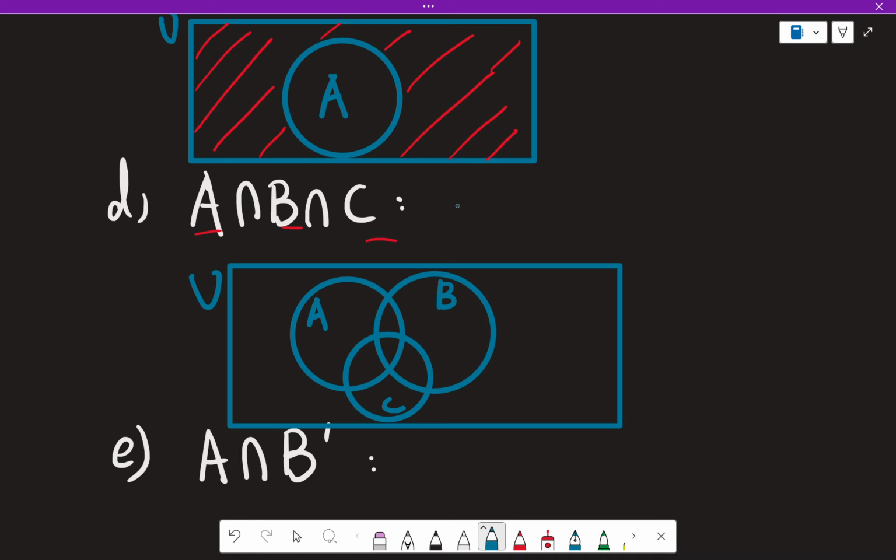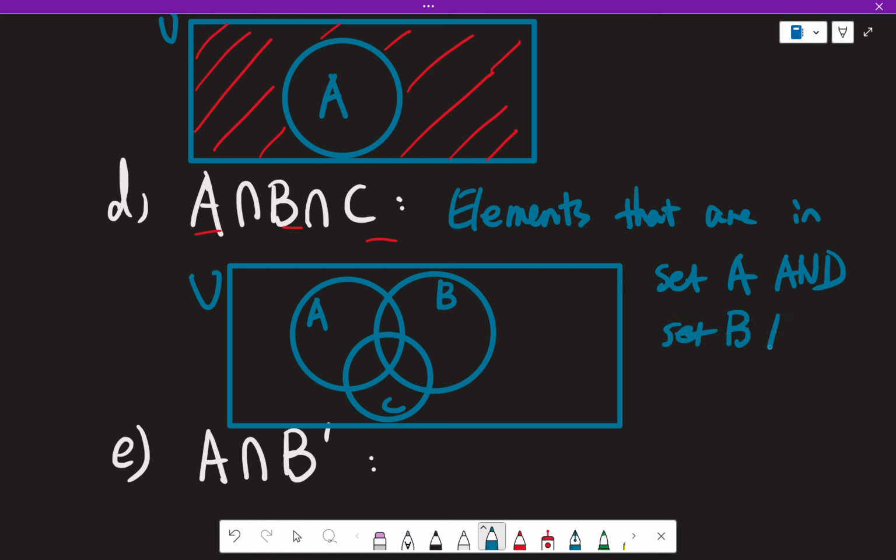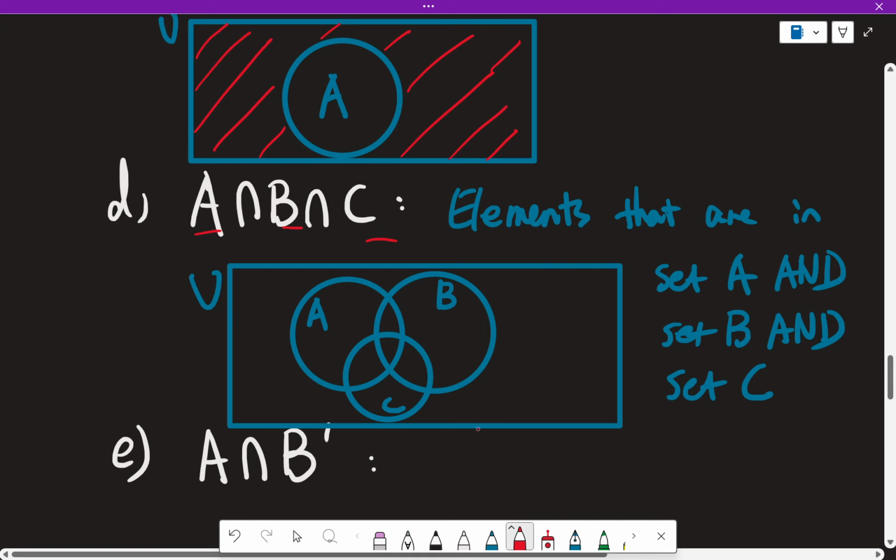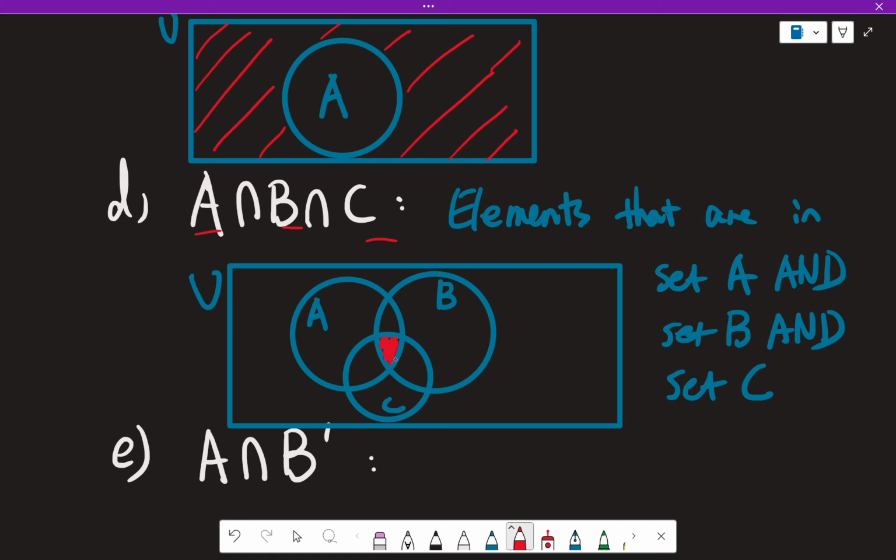So, what is A intersect B intersect C? Conceptually, we can see that this is all the elements that are in set A and set B and set C. So visually, it should be the overlapping area of the three circles, which is the central overlapping area right here. That is in set A and in set B and in set C at the same time, because it is in the 3 circles at the same time, if you look closely.